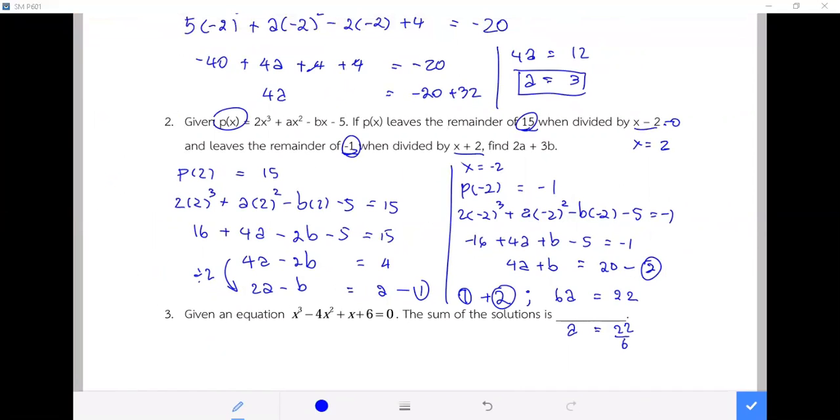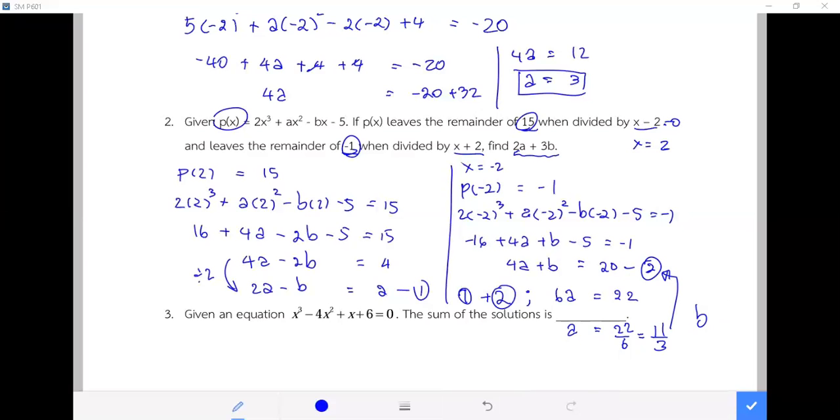Okay, so I think I'm gonna stop this problem here. I know that you know how to do it now, right? 22 over 6, you change to 11 over 3, and then you substitute this into equation number 2, like that. And then you can get your b. Then you just have to find 2a plus 3b. Very easy.